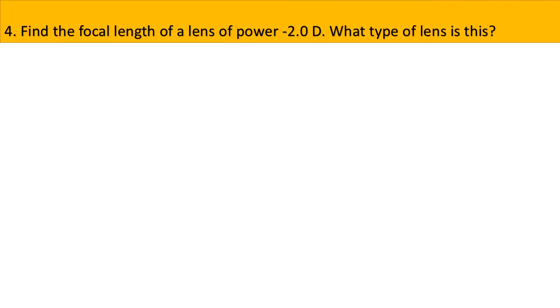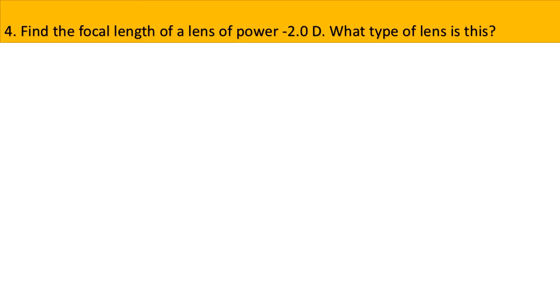Children, next the numericals related to power. Question number 4. Find the focal length of a lens of power negative 2.0 diopter. What type of a lens is this? So children, given power of this lens as negative 2.0 diopter. So to find focal length, we have to use the equation P is equal to 1 by f. So negative 2.0 is equal to 1 by f, or f is equal to 1 by P. So by substituting the values, 1 by negative 2 gives us negative 0.5 meter, and by converting into centimeters, by multiplying by 100, we get focal length as negative 50 centimeter.